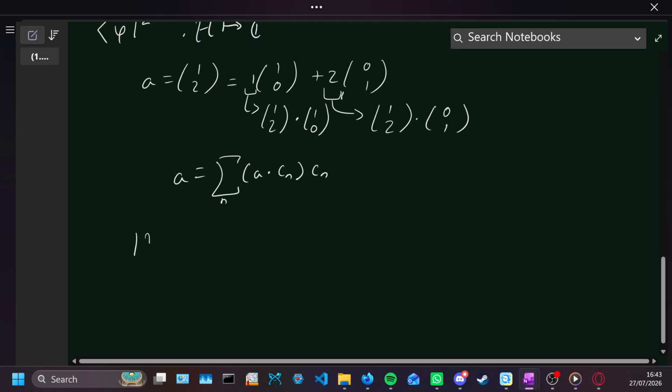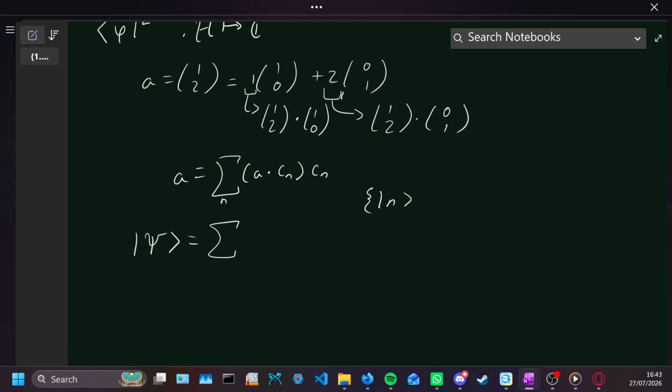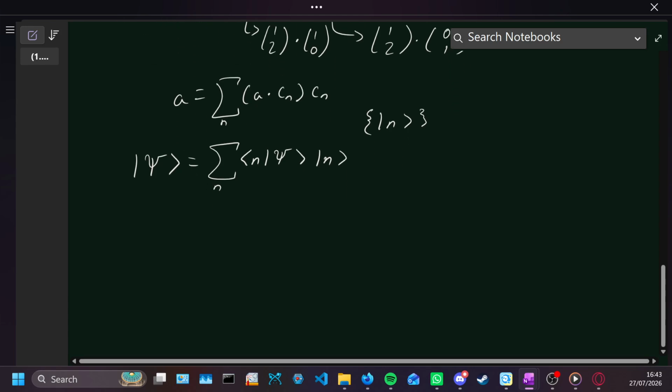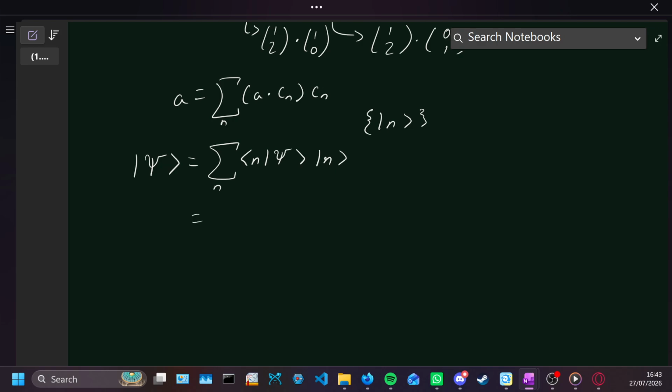And so similarly, psi can be written as the sum. My basis set, instead of being Cm, is going to be a set of my ket vectors, which are |n>. And so I'm going to apply the bra <n| onto psi to get the projection of psi in that direction, and then I'm going to multiply it by |n>. By moving stuff around, I can write this like this.